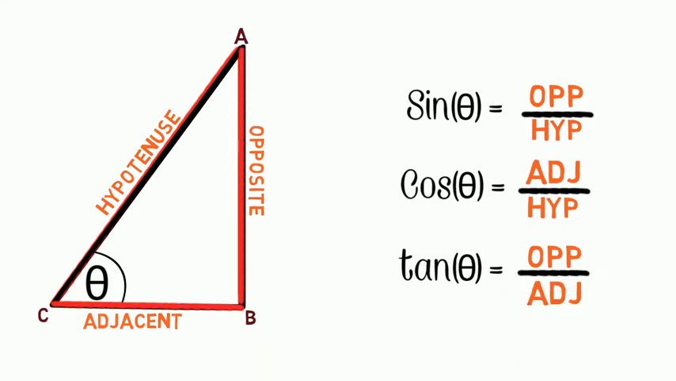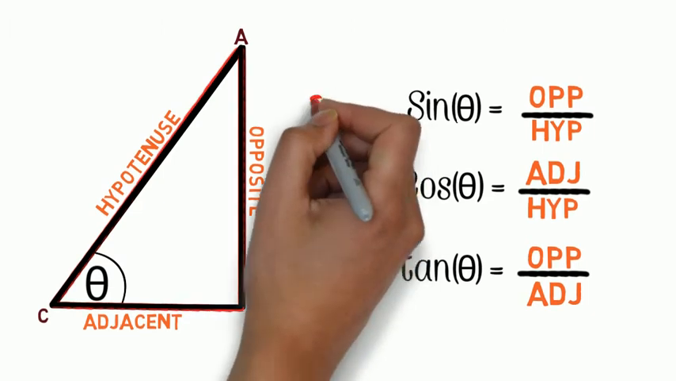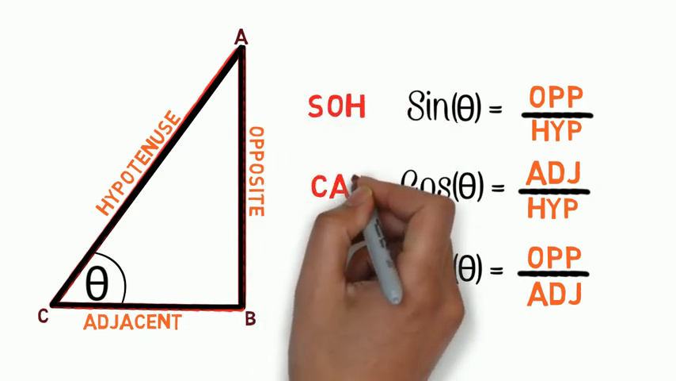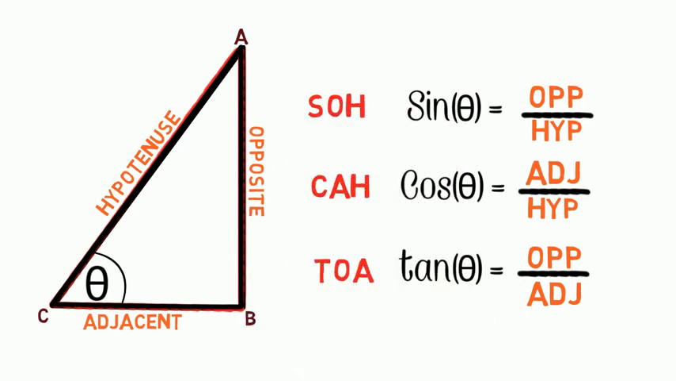Now, I know some of you find it difficult to remember this. So there is this famous mantra, which is Soh Cah Toa. Now, this is pretty much easy to remember. If you look closely, the word SOH: S stands for sine, O stands for opposite, and H stands for hypotenuse. It is the same for the other two as well. So remember the mantra Soh Cah Toa.